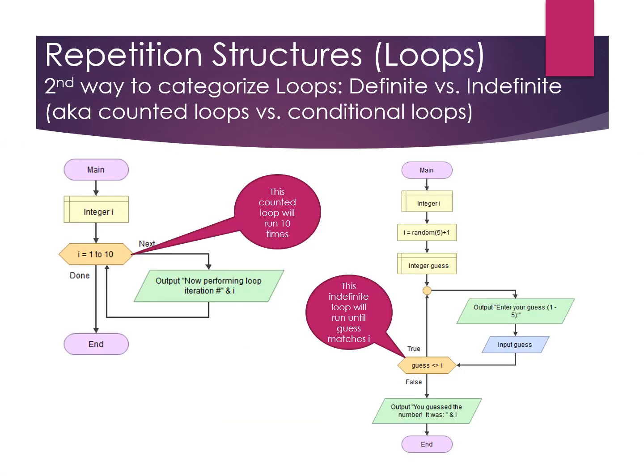We've seen how loops can be categorized as pretest and post-test loops. A second way to categorize loops is as definite versus indefinite loops, or another way of expressing this is as counted loops versus conditional loops.